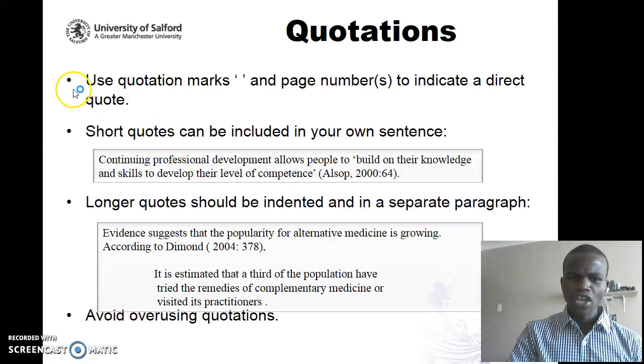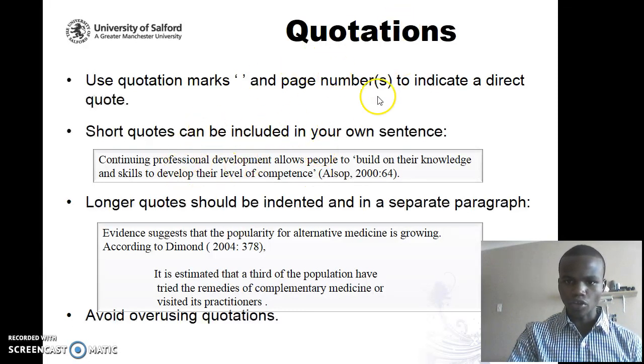Quotations. We use quotation marks and page numbers to indicate a direct quote. Short quotes can be included in your own sentences. Continuing professional development allows people to build, this is a quotation mark, to build on their knowledge and skills to develop their level of competency. Inverted commas, you close it, then you open a bracket, Aslop, 2000, semicolon, page 64, you close the bracket.